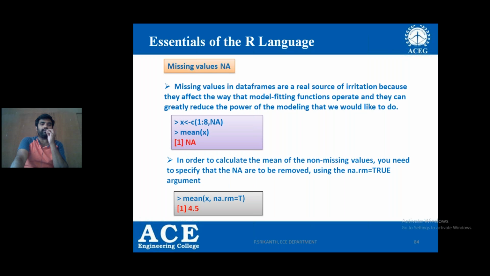So therefore, in order to calculate the mean of the non-missing values, you need to specify that the NAs are to be removed. To remove the NA, we have a simple command in the R language, that is NA.rm. RM stands for remove. You have to make it true in the arguments. So whatever number of NAs are available, all the NAs will be removed if I make NA.rm equal to true, right? So it returns the mean value of the resultant values.